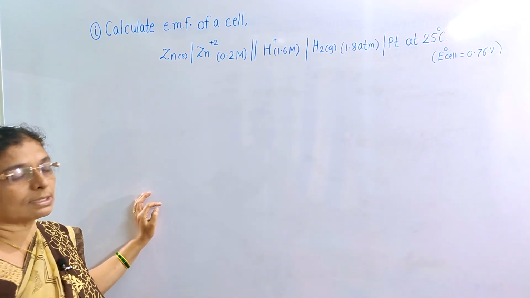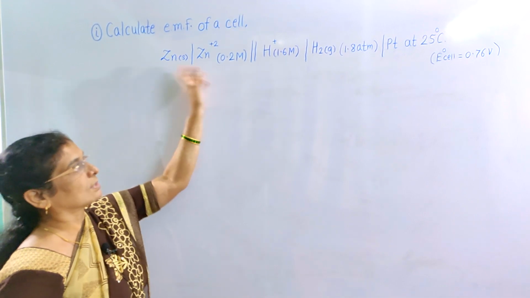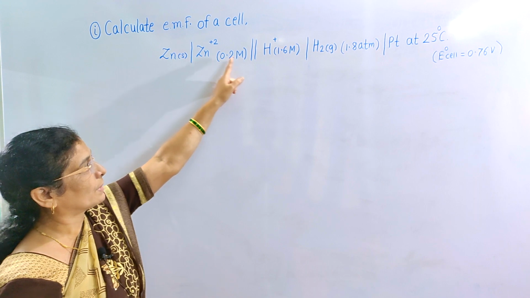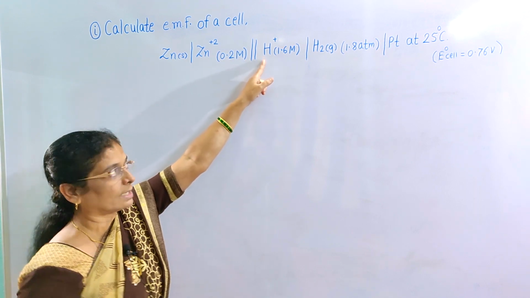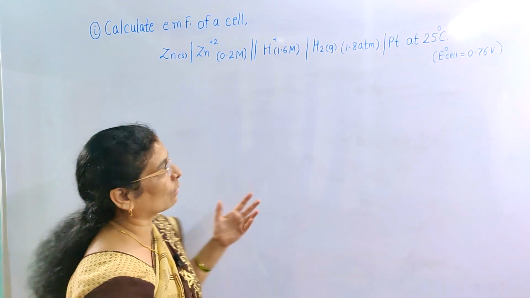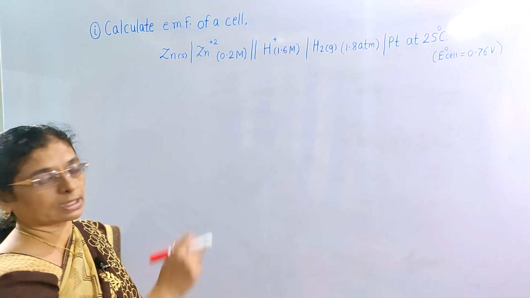Here E0 cell is given to you. We have to determine the EMF of this cell at this concentration of Zn plus 2 ions, this concentration of H plus ions, and this pressure of hydrogen gas. Now before that we have to determine which reaction is taking place in this cell.